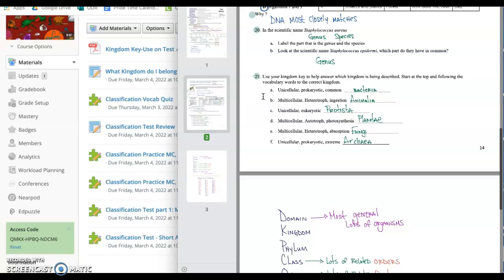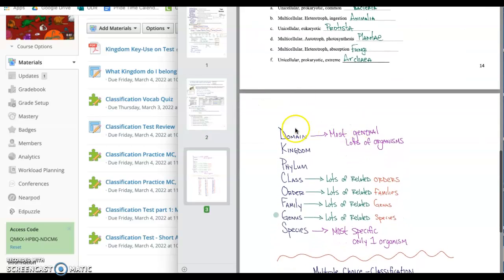So real quickly, let's go down to here. So here's the least specific. So this encompasses a lot of like millions of species for each domain. And then more specific is kingdom, more specific is phylum. When we get to class, what's going on here is there's a lot of related orders. You see how the order is below that. So this class shows that all of these orders are related.